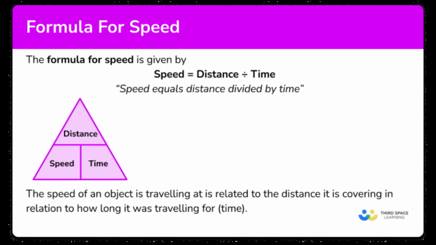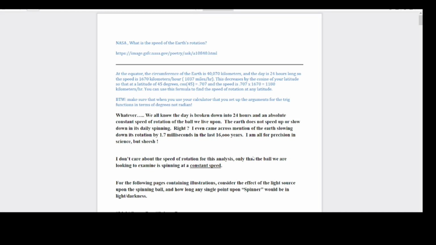But this is just a calculation. It's not a measurement. The only thing you can measure really is just how long the day lasts and how long the night lasts on any given day or night. So, with that in mind, this decreases by the cosine of your latitude, so that at a latitude of 45 degrees, cosine 45 equals 0.707, and the speed is 0.707 times 1670. So that's the kilometers per hour, equals 1,180 kilometers per hour.